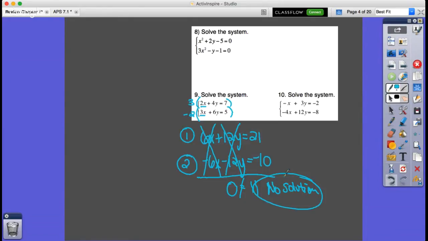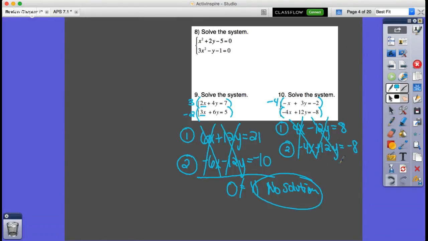Again, I'm going to try to get the x's or the y's to where they're the same number. Maybe let's do the y's this time. Let's multiply the top by negative 4. And the bottom will just keep the same, okay, or multiply by 1. So the top equation would be 4x minus 12y equals 8. And the second equation on the bottom would be negative 4x plus 12y equals negative 8.